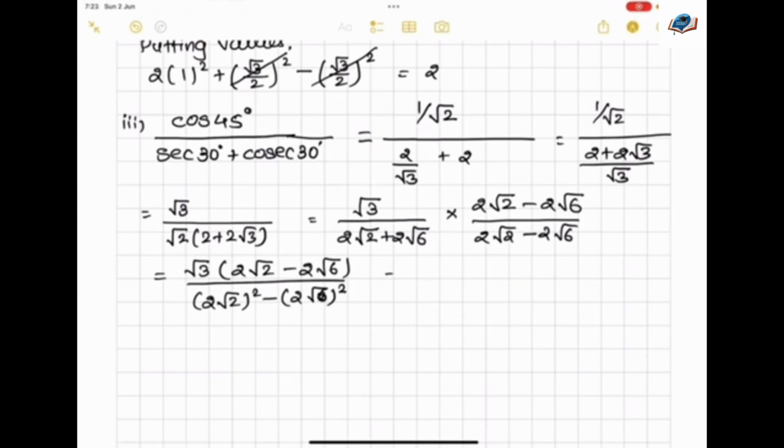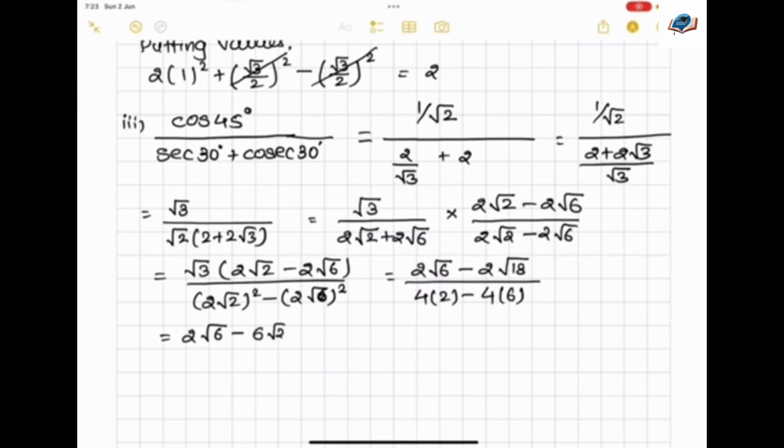So that will give me 2 root 6 minus 2 root 18. 2 square will be 4, so 4 into 2 minus 4 into 6. So this will be 2 root 6. If I take 9 common out of 18, that will be 6 root 2, so 3 root 2 will be inside.